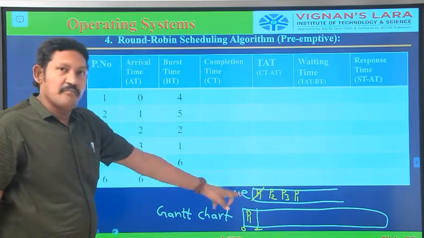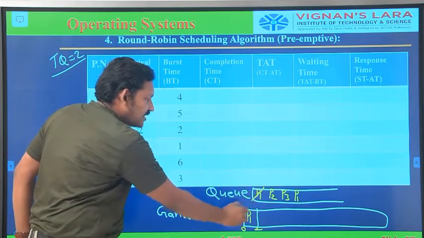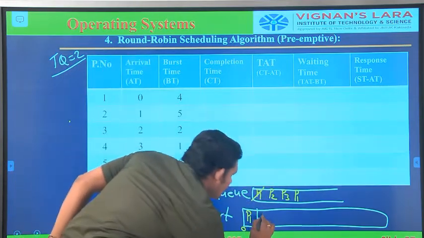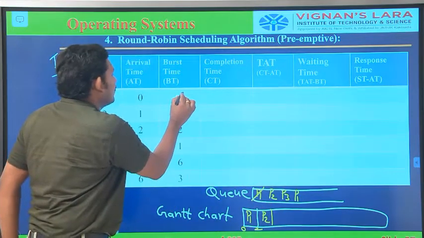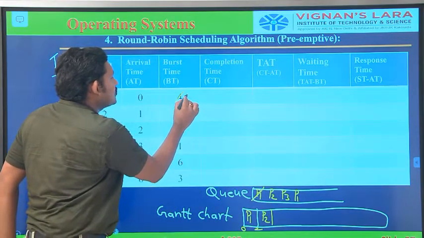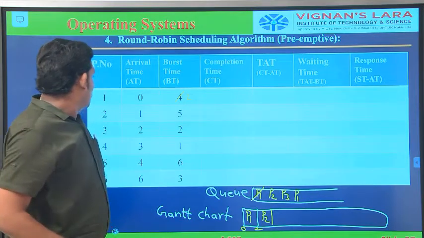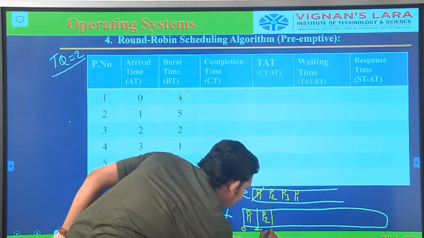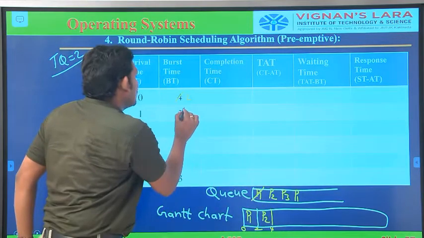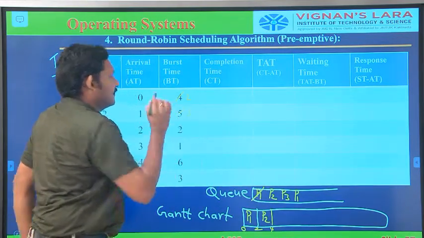So next we have P2. If you see the queue, P1 is already there. Next, P2. So P2 is executed. P1 is already executed for 2 seconds, that's why the remaining time is 2. Next we are executing P2. P2 should also be executed for 2 seconds. That is 4. So here also it is 3.